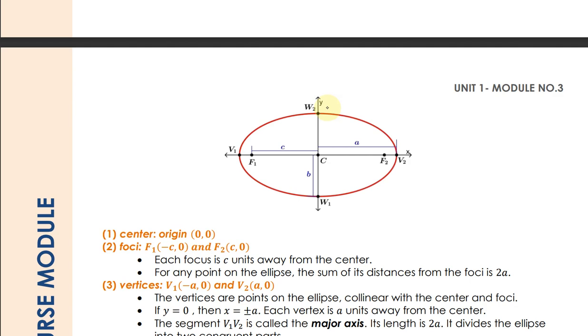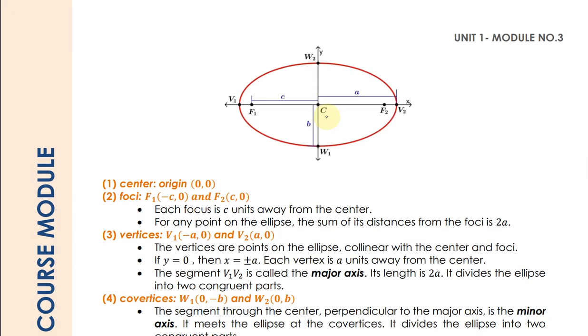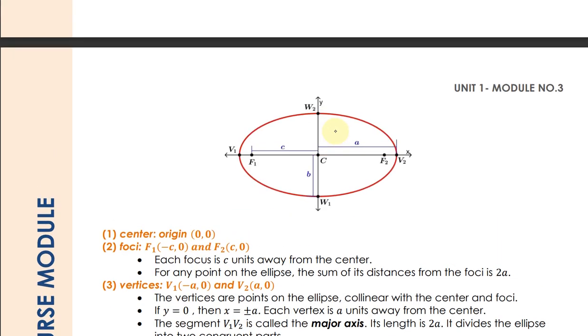Then our foci, we have two focus points, which are called foci. F1 is located at negative c, 0. Each focus is c units away from the center. The distance here is c, and the distance here is also c. This is your focus number 2, that is positive c, then 0. So for any point on the ellipse, the sum of its distances from the foci is equal to 2a.